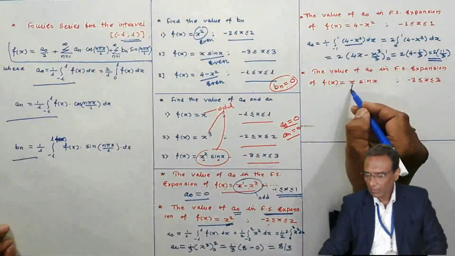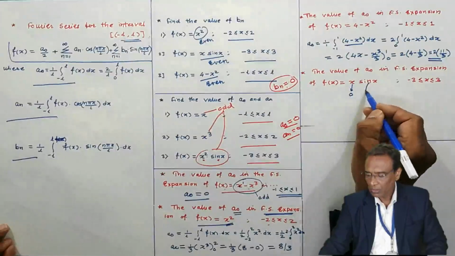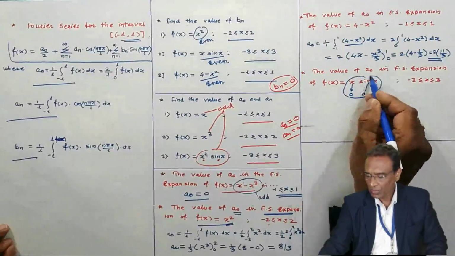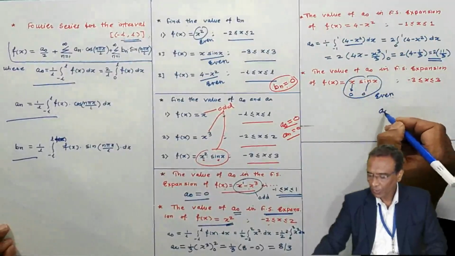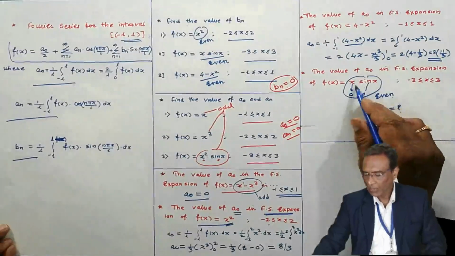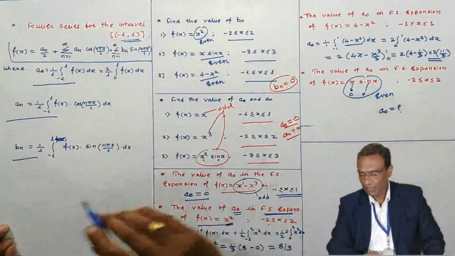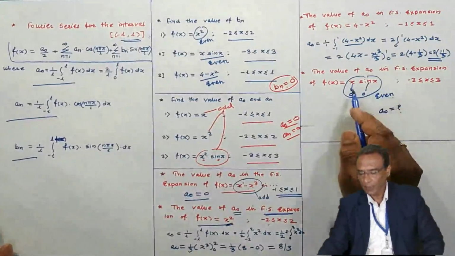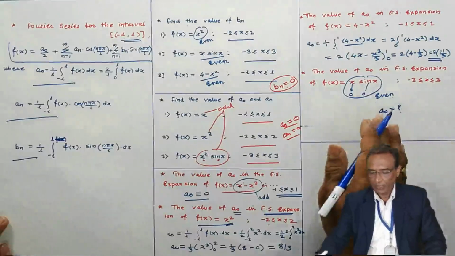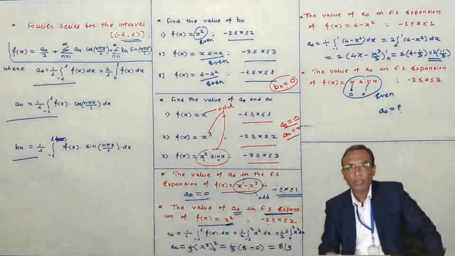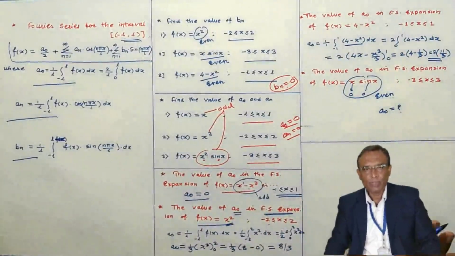Okay, this is again odd, this is again odd, and the total function is an even function. Try to find out the value of A0, because this type of integral we have evaluated previously: integral of x sin x, use generalized integration by parts and get the answer. Almost all the varieties of the problem we have covered.